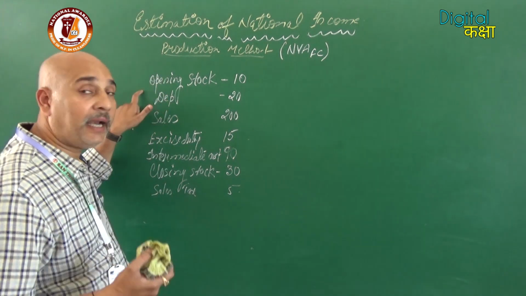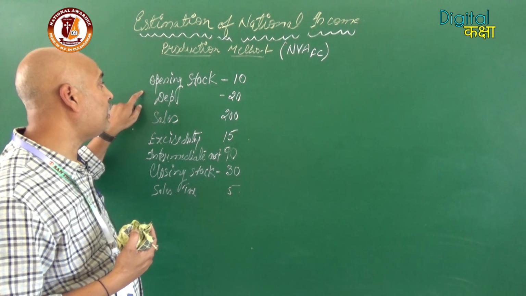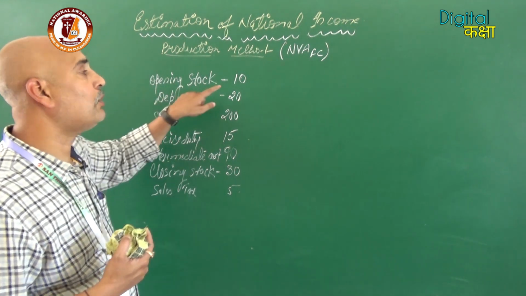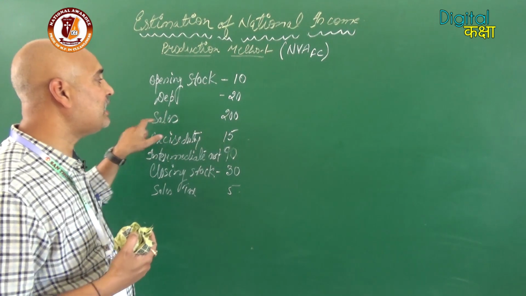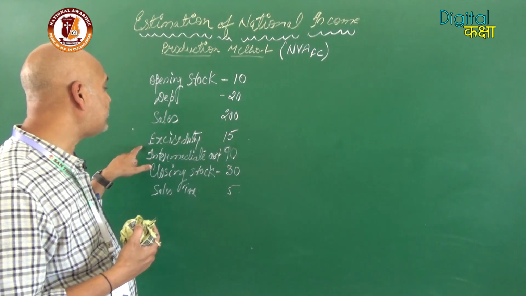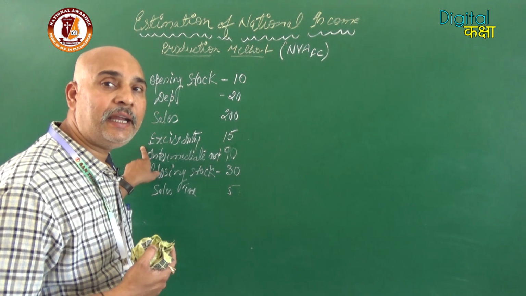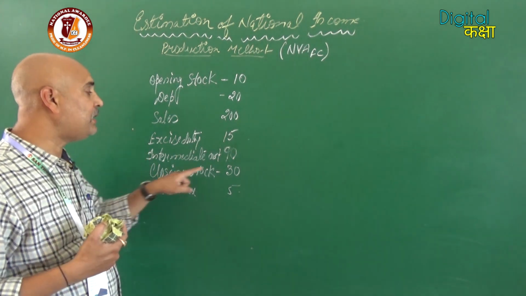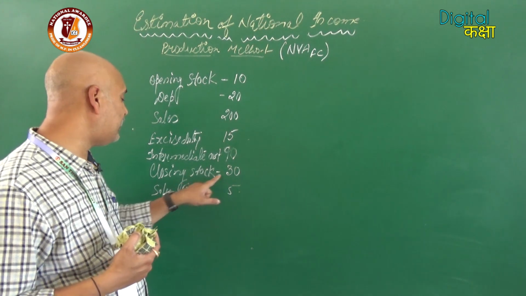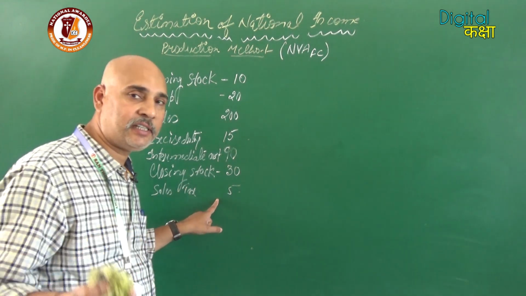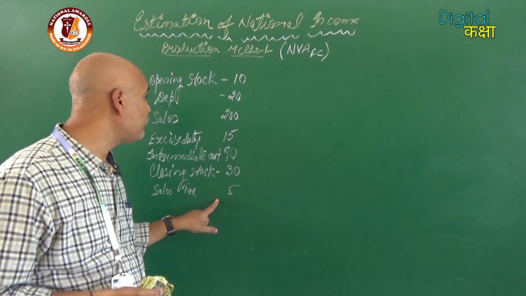So you write down the sum. If you are not able to see it properly, write down the values. Opening stock is given 10, depreciation is given 20, sales is given 200. Excise duty is basically indirect tax. Intermediate cost is given 90, closing stock is given 30, and sales tax is given 5. Sales tax is also an indirect tax.